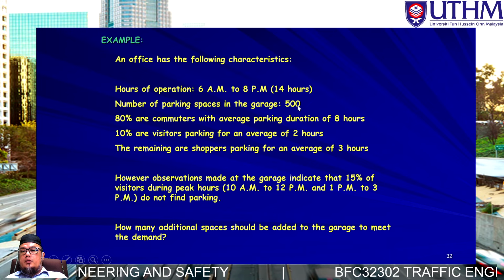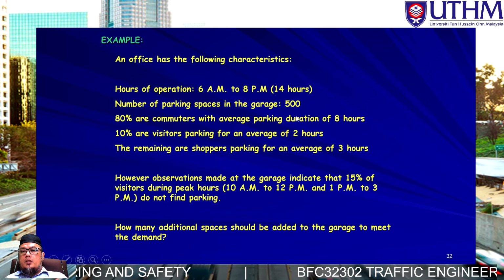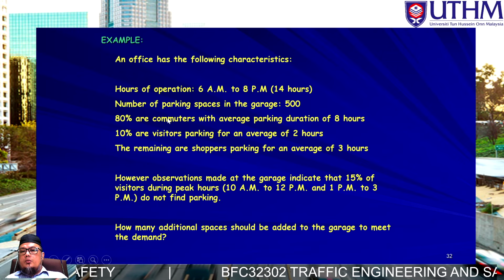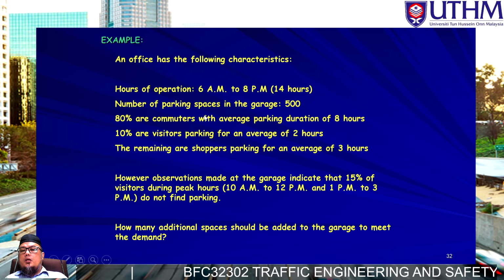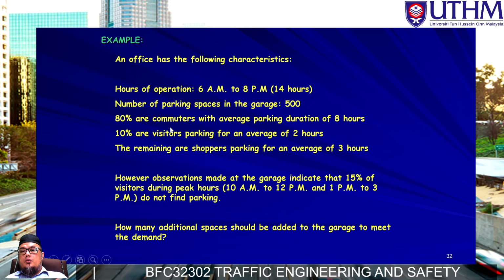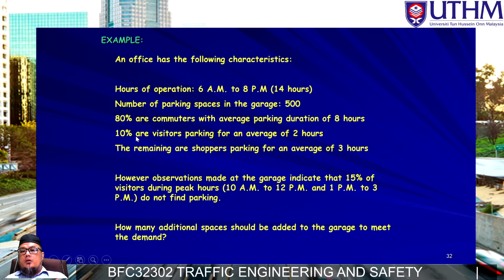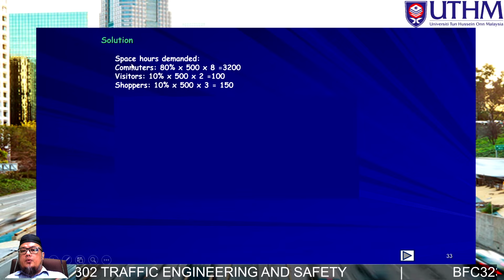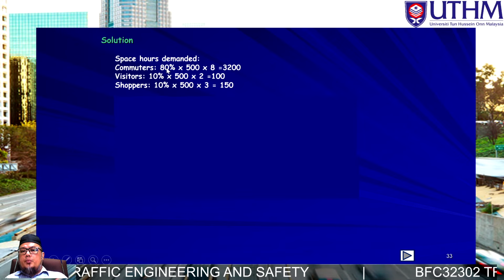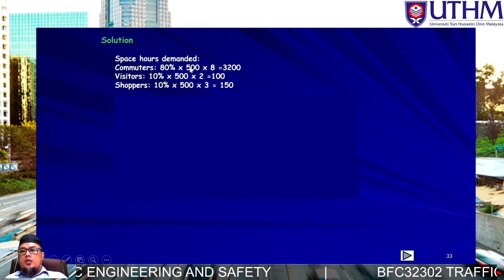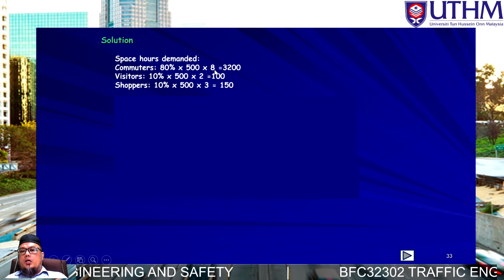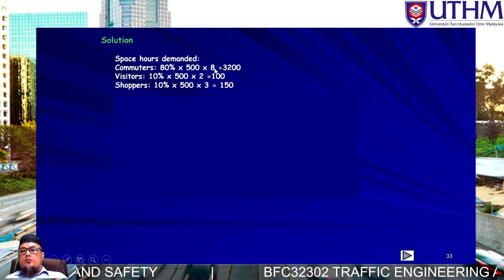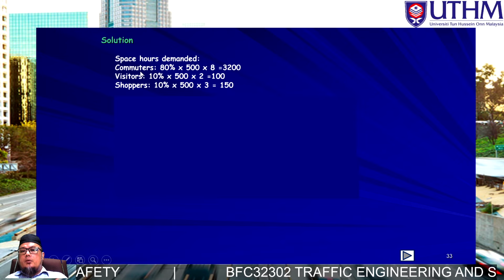They have 500 spaces in the parking garage. Most of the parking garage is used by commuters, who are routine users of that particular parking. Okay, 10% for visitors, the remaining for the shoppers. To calculate this, remember P is the type of parkers, this one is N, the number of parking spaces available, and this one is T, which is the parking hours for that particular parker type.